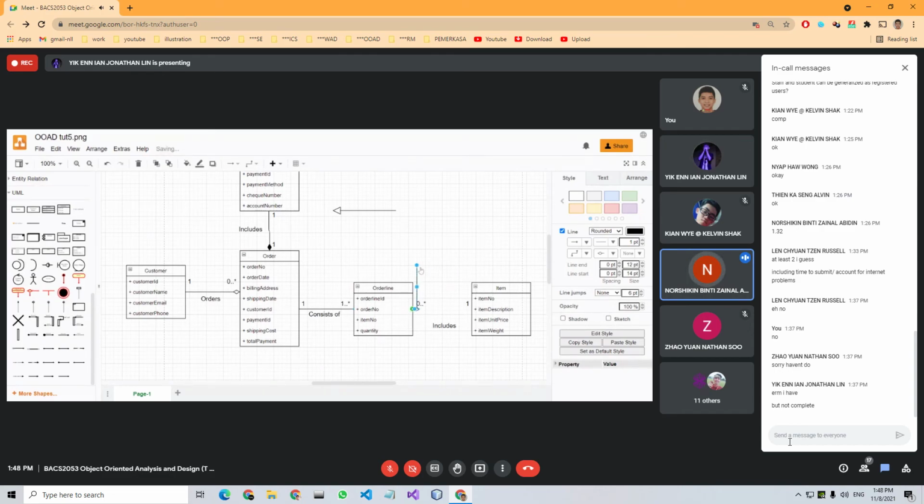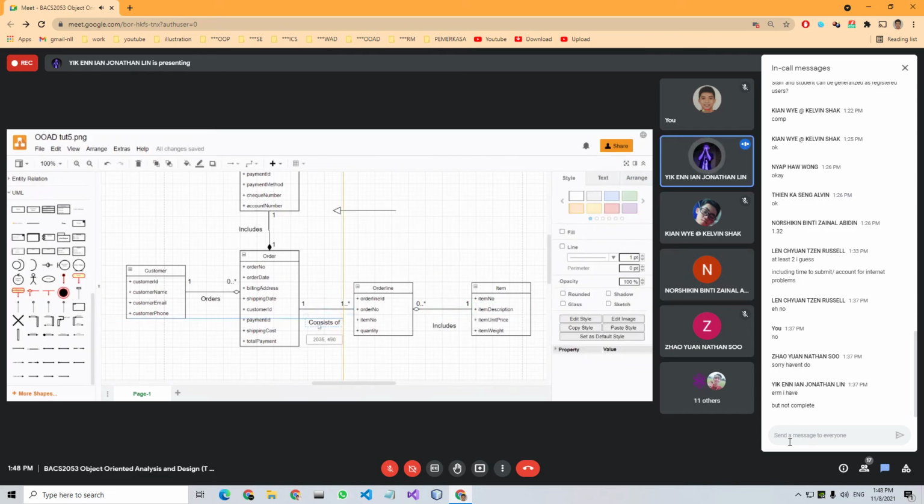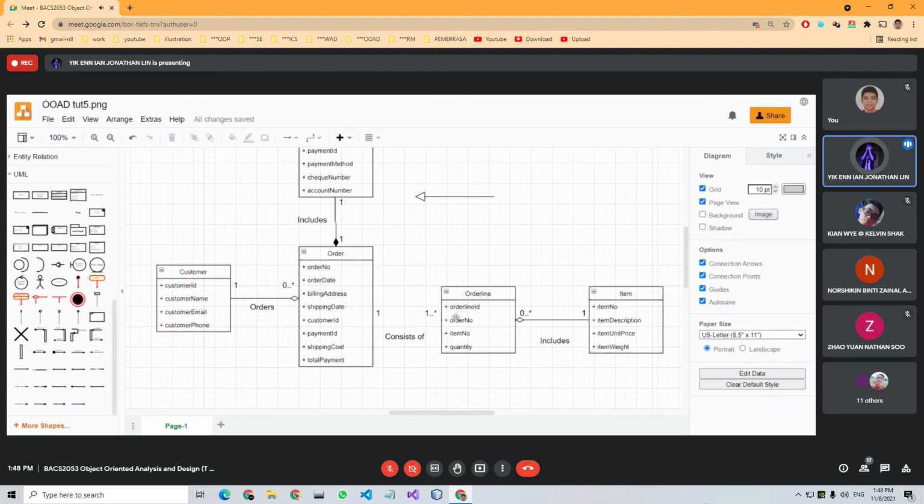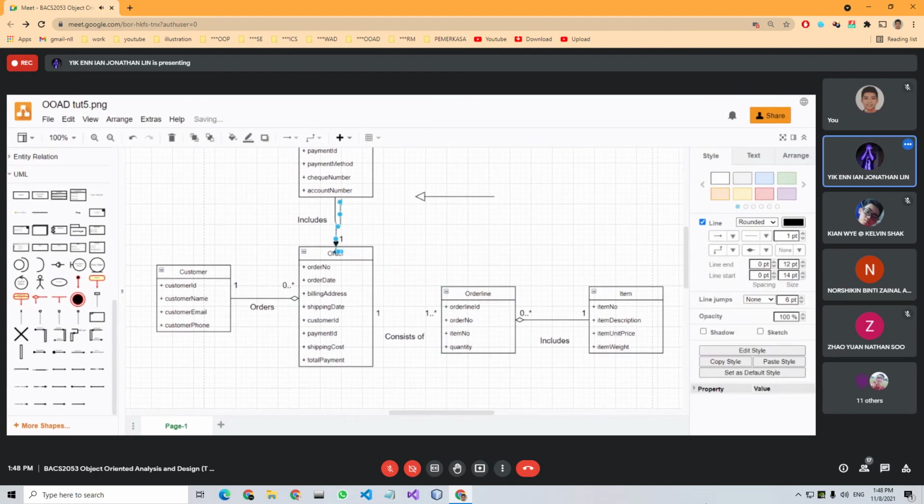Next is order and order line. This one is composition. The order must exist to have order lines. The order must exist so that the order line is there. If you remove the order, the order lines will be deleted too. So it is composition.